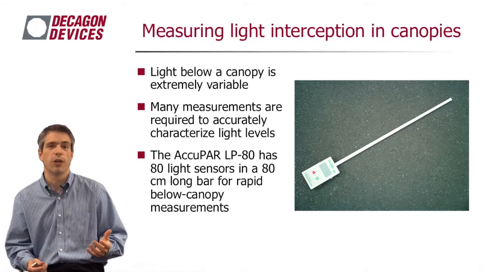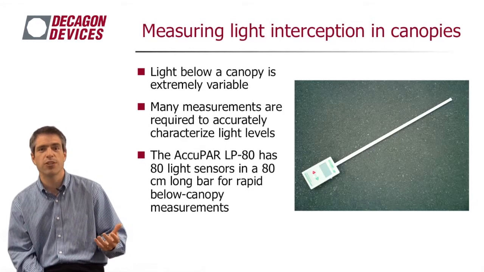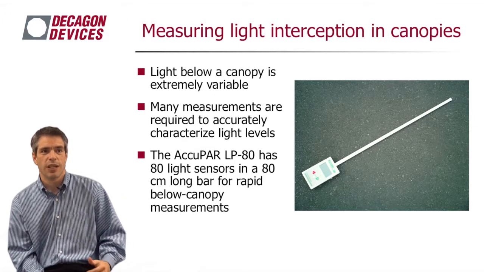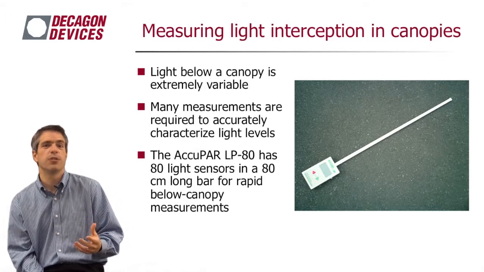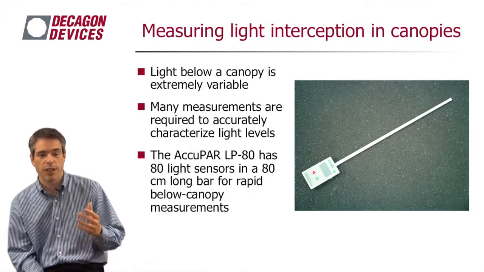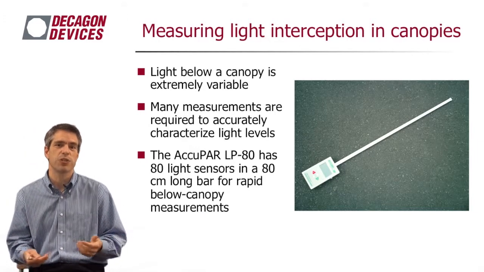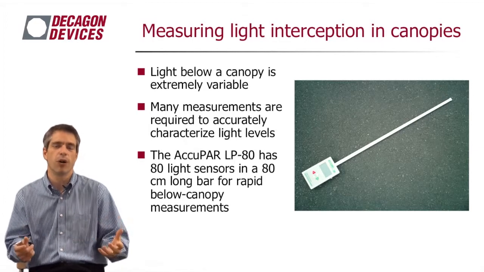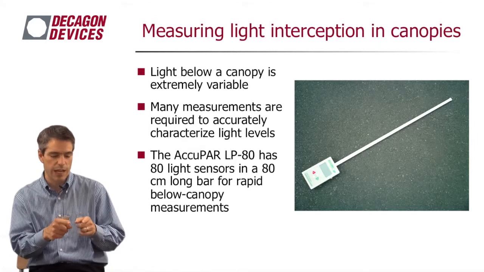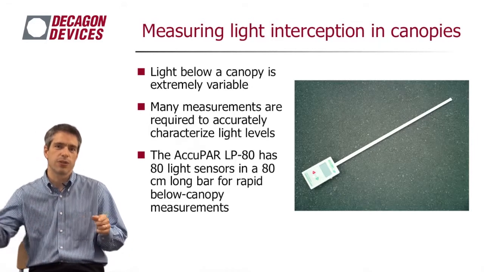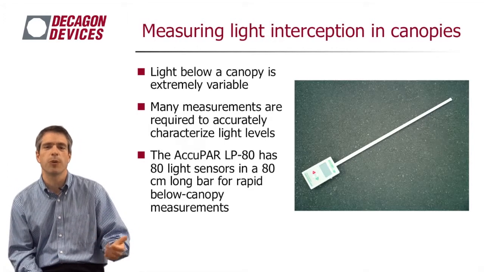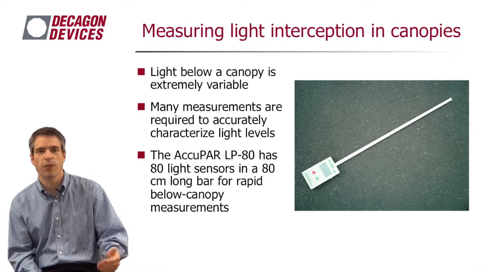Well, the first way to do it is with a ceptometer, an instrument that measures interception in plant canopies. Now, light below these canopies you can imagine to be fairly variable. And you've got to actually go out and make a lot of these measurements to be able to get an accurate value of this light interception. This instrument you're seeing here, the LP80, actually has 80 little light sensors along this bar, an 80 centimeter bar, that actually can make rapid measurements of light interception.